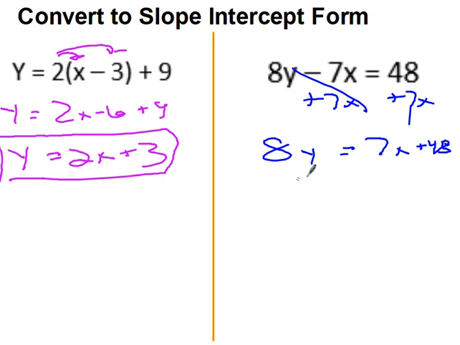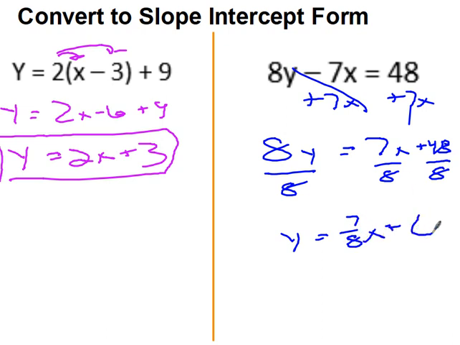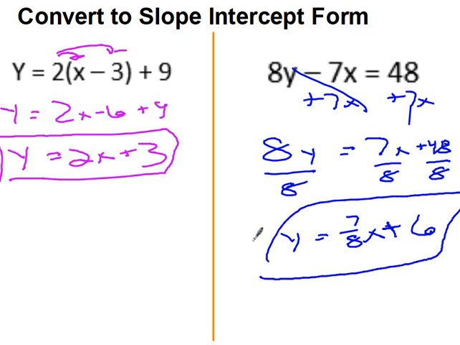And then now I just have to divide by 8 to get y by itself. So I'm going to divide everything by 8. So y equals 7/8 x plus 6. There's nothing else to do here. I'm done.